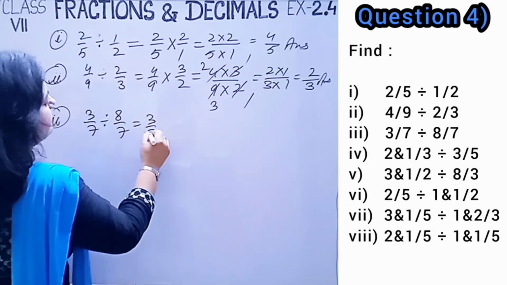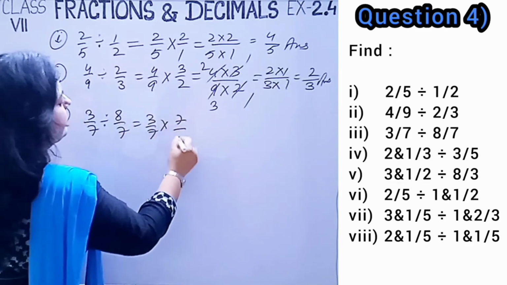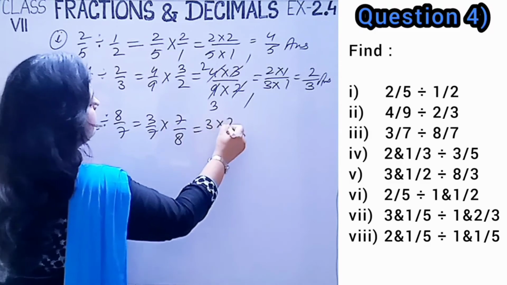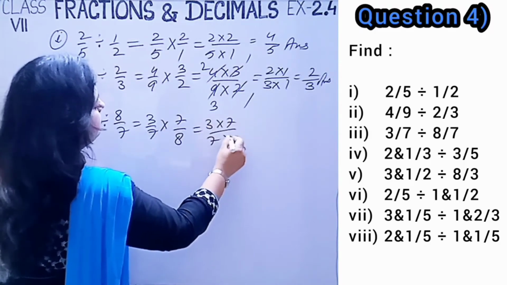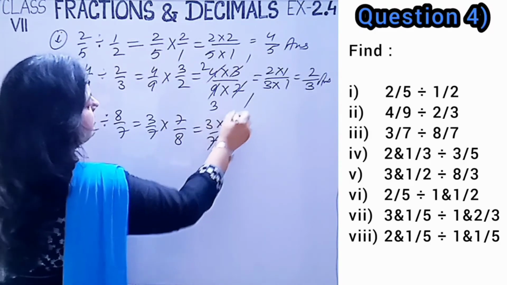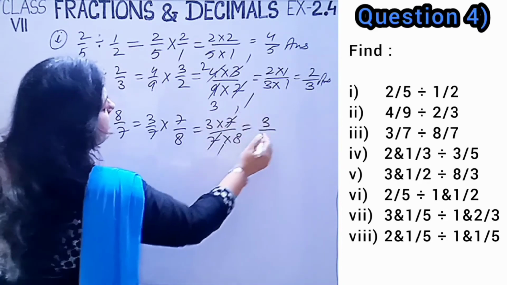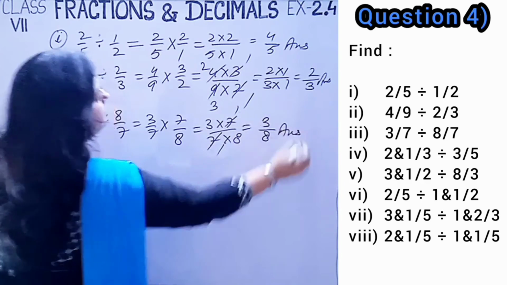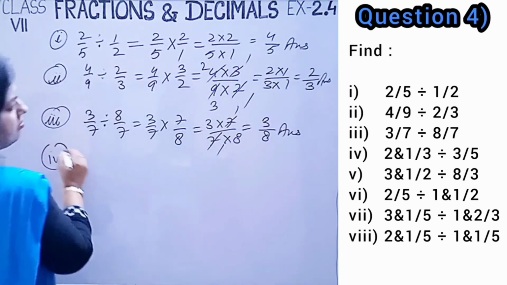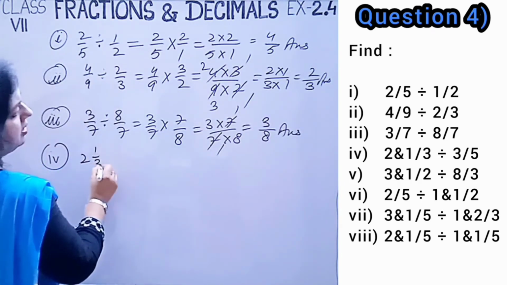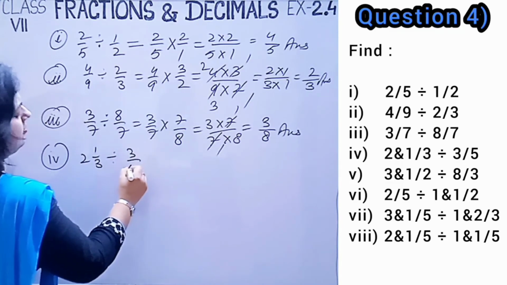Third part, 3 upon 7 divided by 8 upon 7. So 3 by 7 into 7 upon 8. So 3 into 7 and 7 into 8. 7 and 7 cancel out. We get 3 1s are 3 and 1 into 8, 8. Answer.